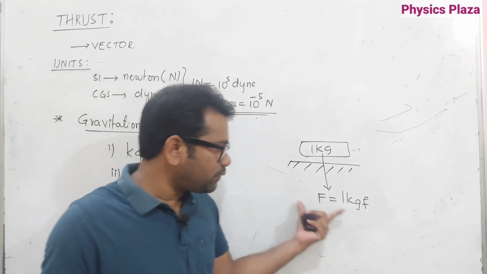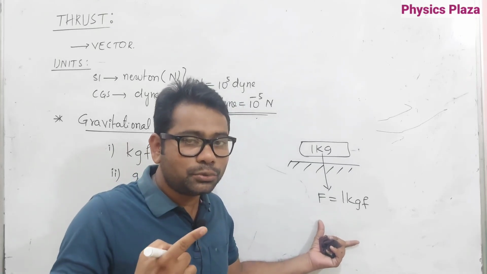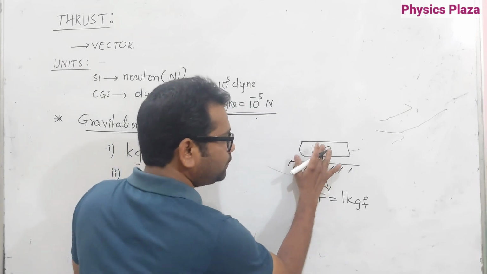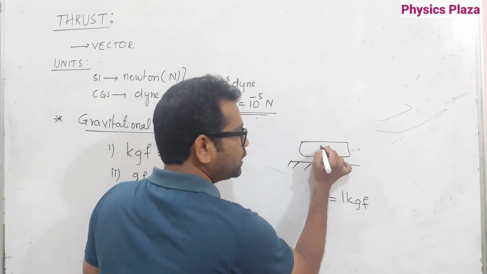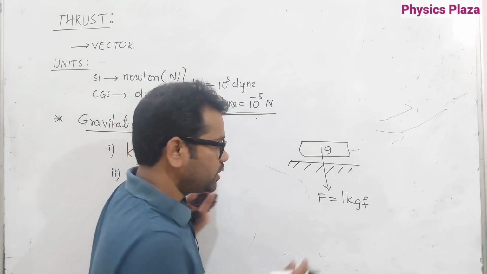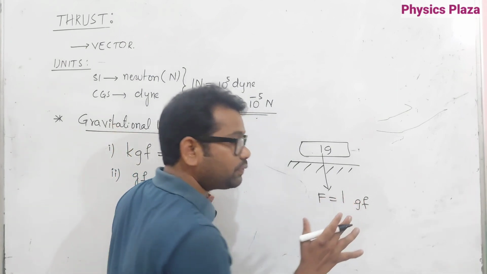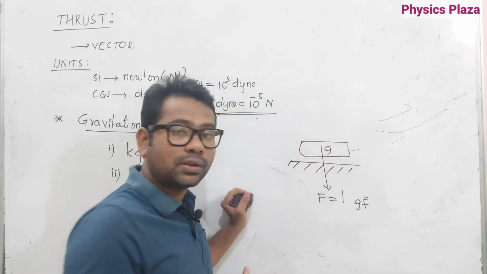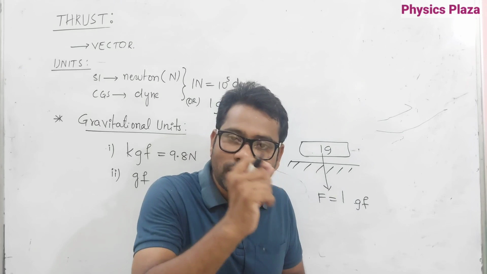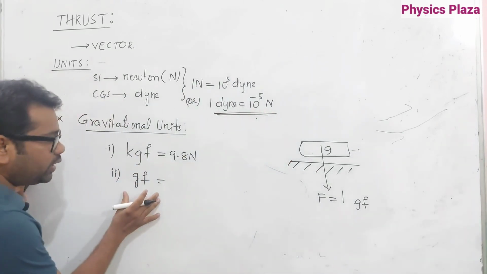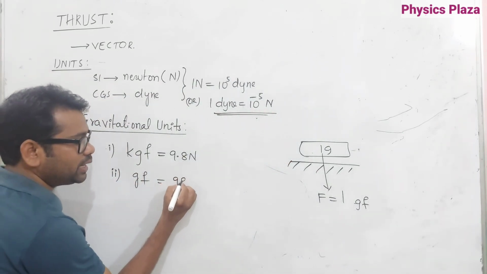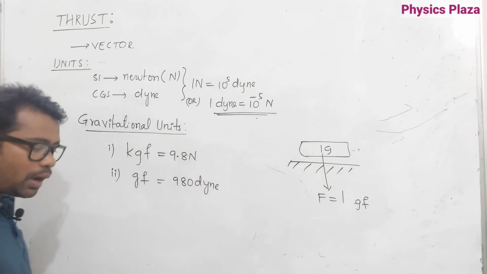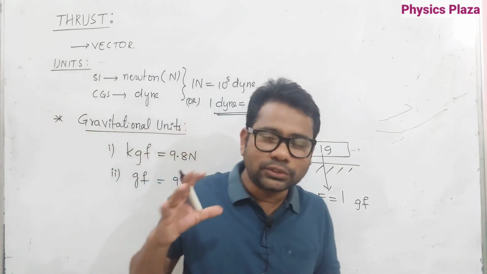And the second one is gram force. Children, with the concept of kgf, can you try to think what gram force can be? Yes. In the place of 1 kg, let us take only 1 gram mass. So, children, the gravitational force acting on a body of mass 1 gram is called 1 gram force. Here 1 gram force is equal to 980 dyne. So, this is the basic information regarding thrust.